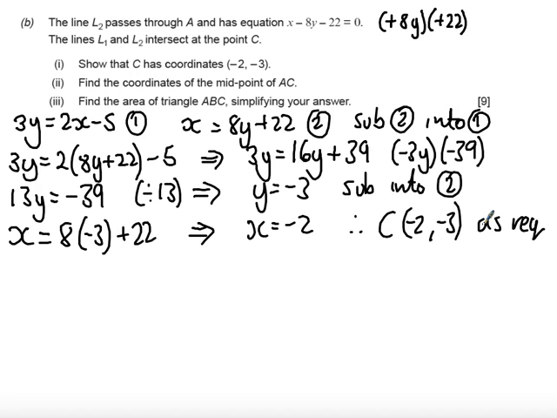Okay, it then says find the coordinates of the midpoint of AC. So if this is part B2, coordinates of the midpoint AC.